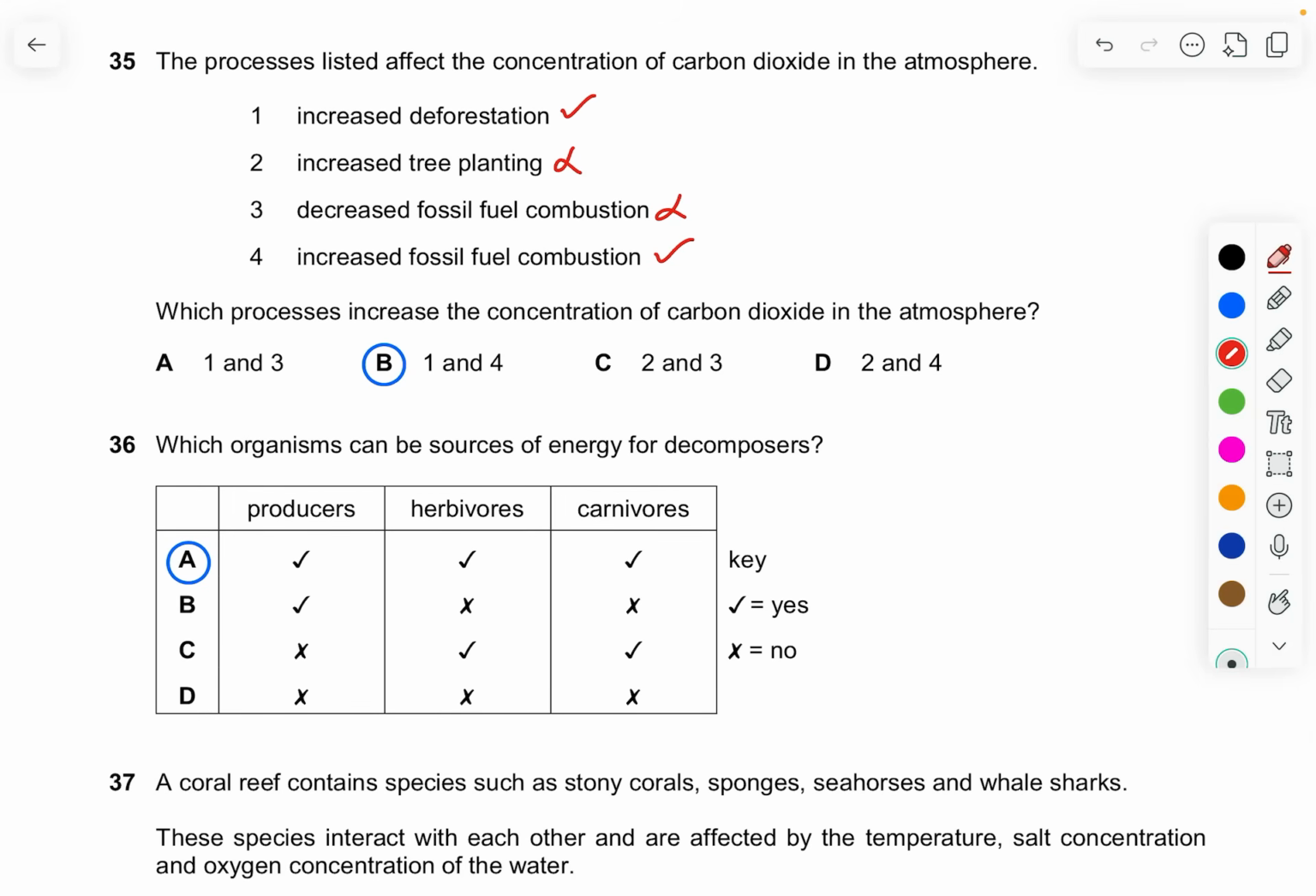Question 36. Which organism can be sources of energy for decomposers? So decomposers, it can be anything. The source of energy for decomposers is all organisms, basically living things, and they can be broken down by the decomposers in any form. It doesn't mean that producers is the only one. It's not possible. All can be done.